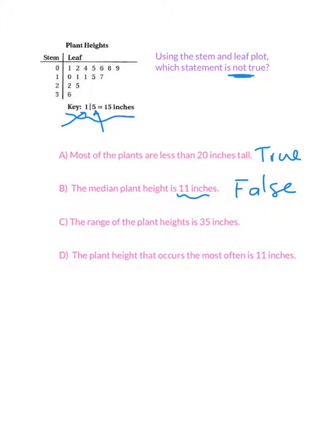And although that looks like it's my correct answer, letter B, I'm going to just make sure that I read that correctly and I counted correctly, and I'm going to look at C and D. C says the range of the plant height is 35 inches. Well, if the highest value is 36 and my smallest value is 1, my range is 35, which is true. And the last letter, D, says the plant height that occurs the most often, which is my mode, is 11 inches. So if I look at my data, it does look like 11 inches is my mode, so that's true. So using the stem and leaf, the statement that is not true is letter B.